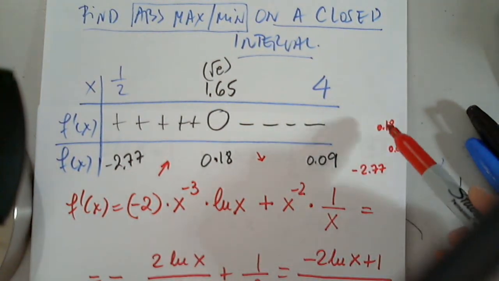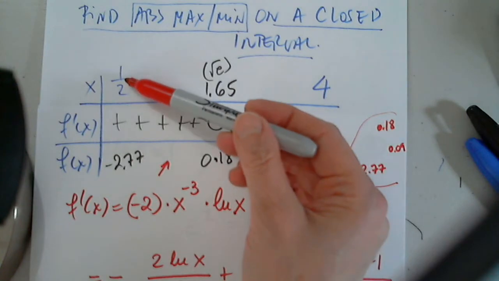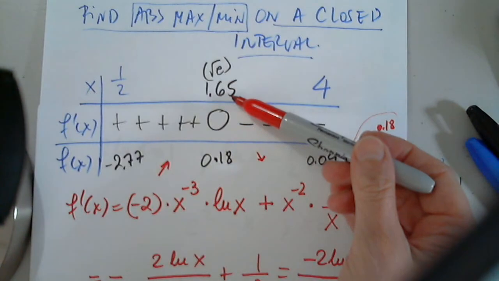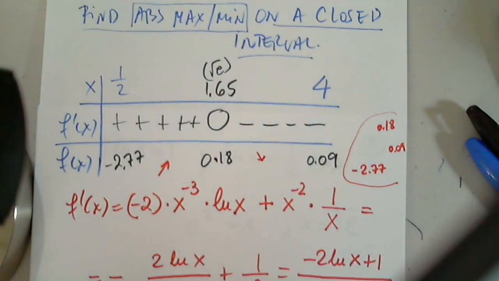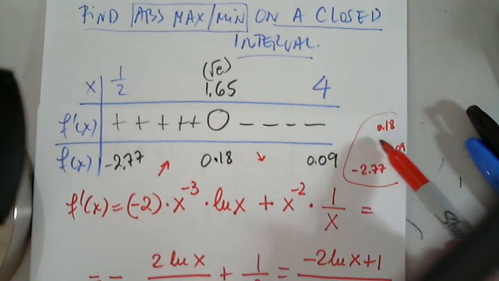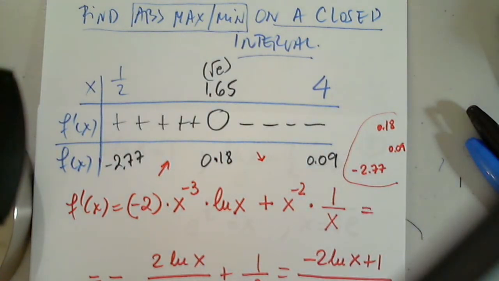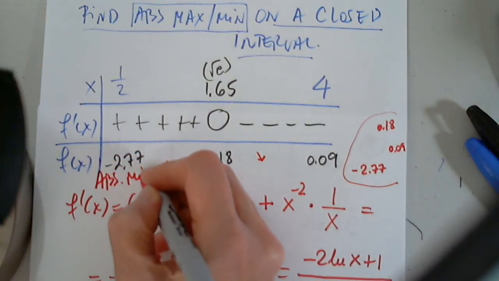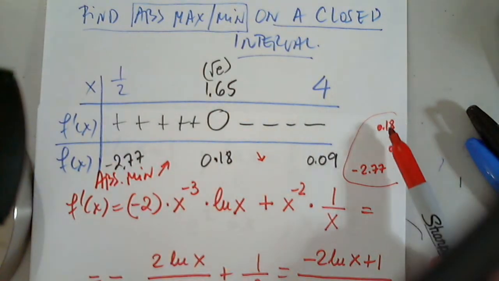And now I'm able to establish, what does 1/2 comma this represent? What does 1.65 comma this represent? And what does 4 comma this represent from my altitudes here? So what is the first point? Nothing. It's the end point, and it's the smallest of all. Absolute min. Excellent. What is this point?